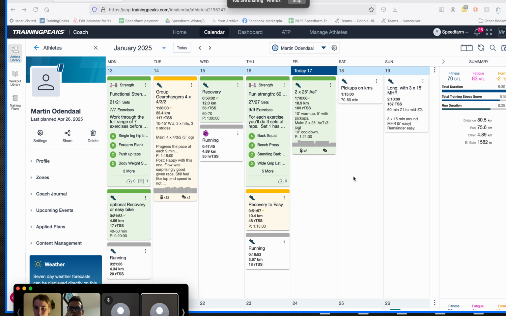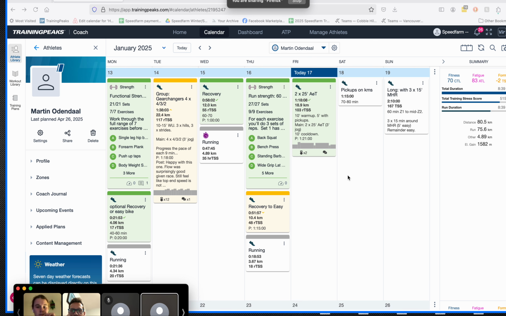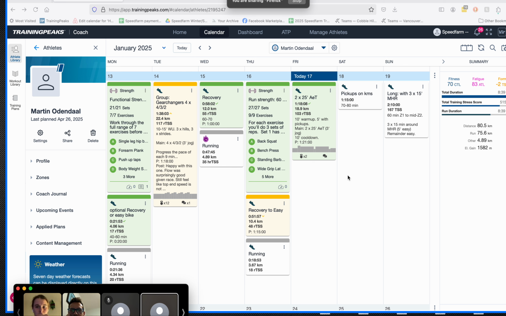Martin, do you mind if I share your calendar? I see that it's up here, so you might be a good person to start with. But as all of you have seen already, because we've been working together at least for a few weeks, the most basic utility of TrainingPeaks is just this calendar function. I think that's pretty obvious for everyone since we've been doing it.